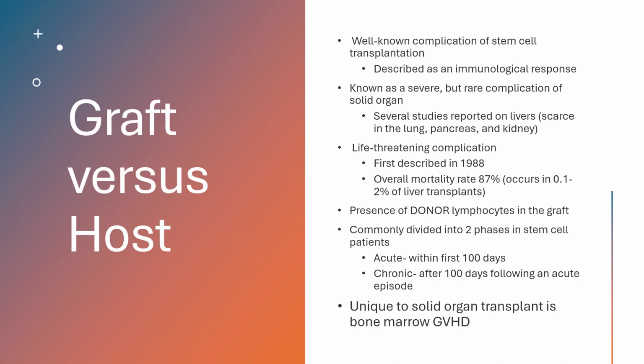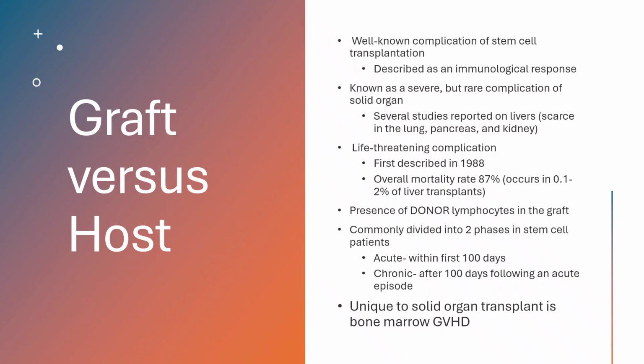So what we're finding is a lot of the things that the folks in our stem cell patient population have discovered or used to try to treat their patients, they're trying to translate now into our solid organ transplant patients, knowing that the mechanisms of action act a little bit differently in these patients, but it's definitely very similar. It is a very life-threatening complication. Several studies reported graft versus host happening in our liver patients. It's scarce in the lung, pancreas, as well as kidney.